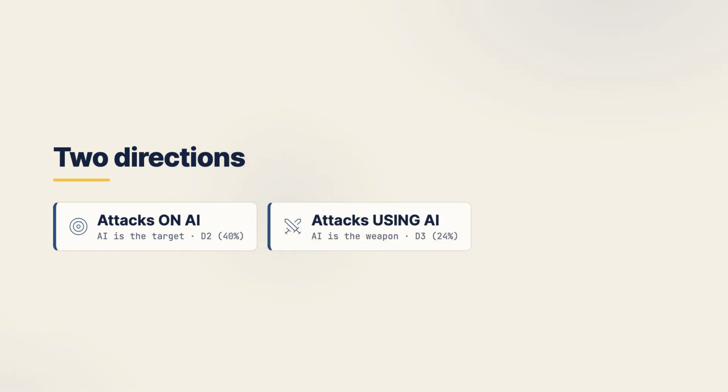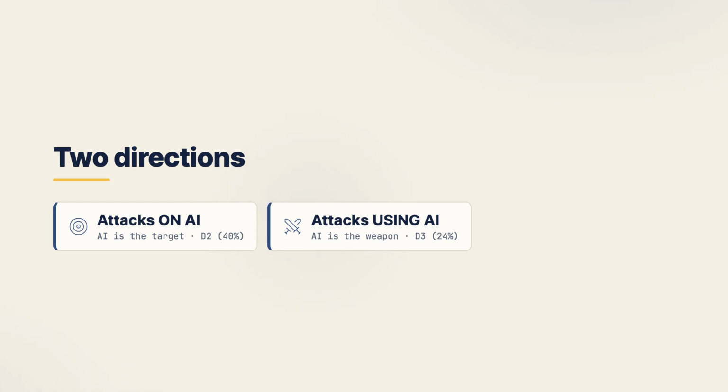The first axis is the direction of the attack. Attacks on AI treat the AI system as the target. You poison it, fool it, steal it, inject it. That's the defensive world, domain 2, and it's the biggest slice of the exam at 40%. Attacks using AI treat AI as the weapon, adversaries generating phishing, malware, deepfakes, or automating reconnaissance. And there's a flip side, defenders using AI in the SOC. That's domain 3, 24%. And note that SecAI Plus frames the using AI side mostly from the defender's chair.